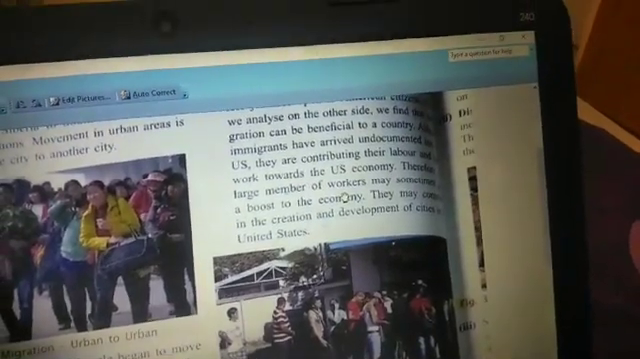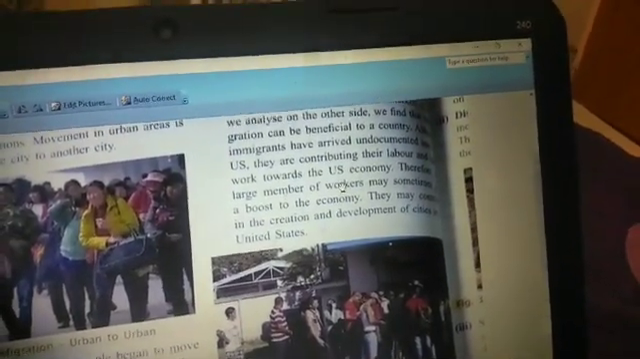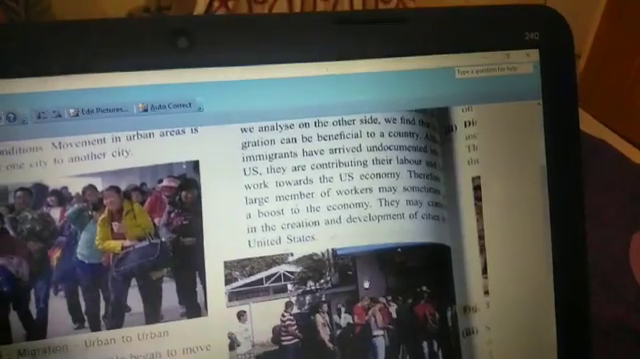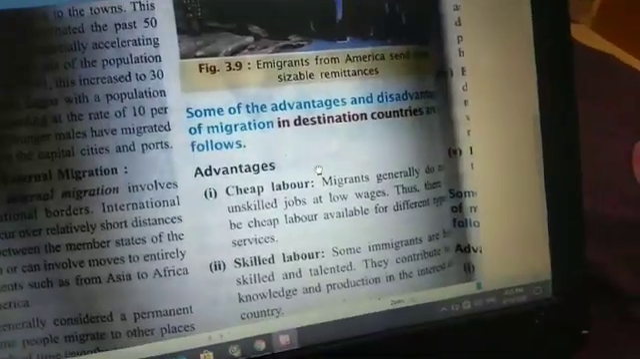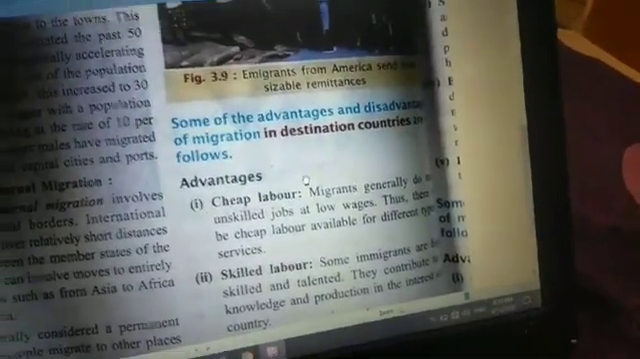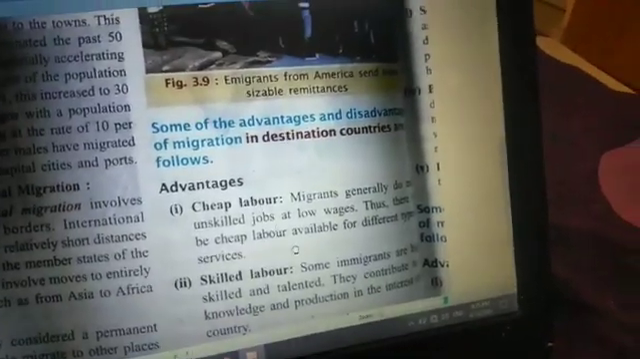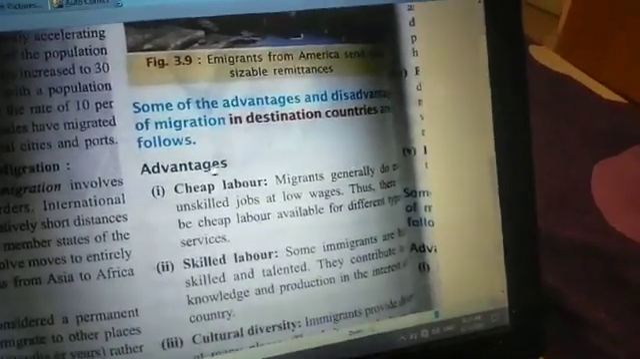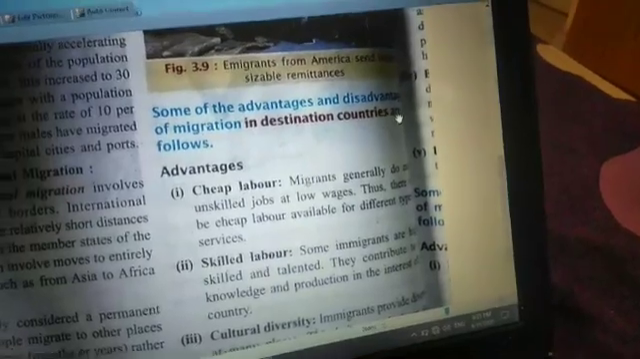But finally, US people are not so comfortable receiving a number of people from various countries. So this is the reason some countries are restricting people from other countries from entering. Now we are going to discuss some disadvantages and advantages of migration in the destination country.